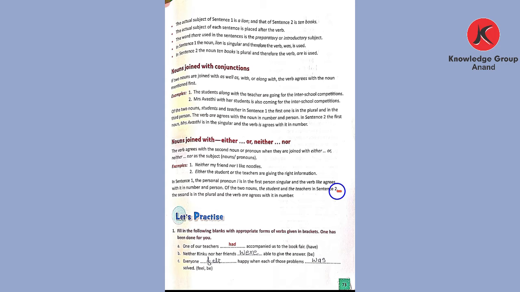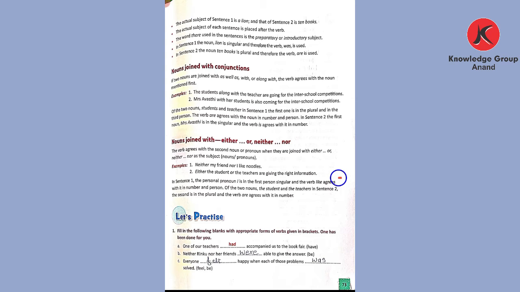Okay. Again here it is nouns joined with either or, neither nor. The verb agrees with the second noun or pronoun when they are joined with either or, neither nor as the subject. Nouns and pronouns here. Neither my friend nor I like noodles. Now here, which is the noun? Friend is a noun and I is a pronoun in the sentence.